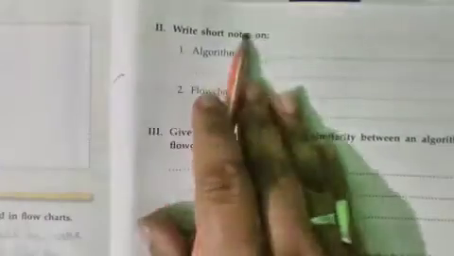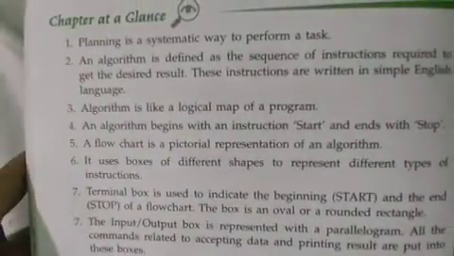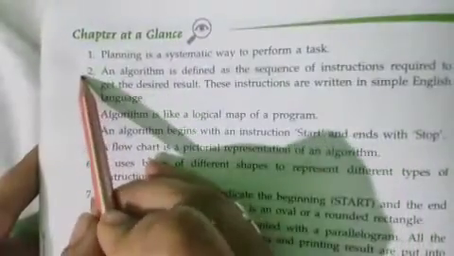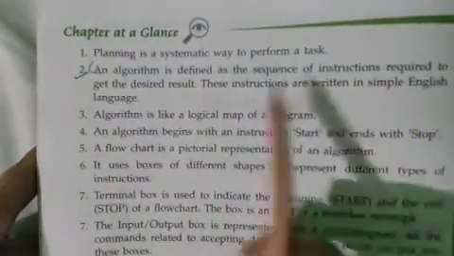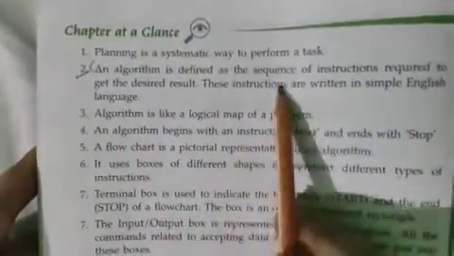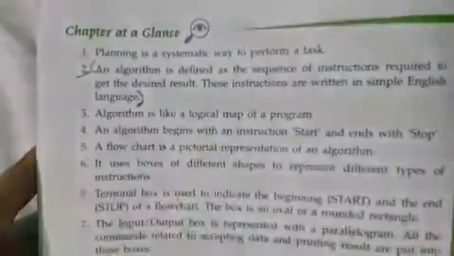Now come on to page number 137. Question number 2. Write short notes on. First is algorithm. Now children, you can write down the answer from here also. On page number 132, chapter at a glance, few points are given over here. So point number 2, an algorithm is defined as the sequence of instructions required to get the desired result. These instructions are written in simple English language. Okay. This answer you can write.